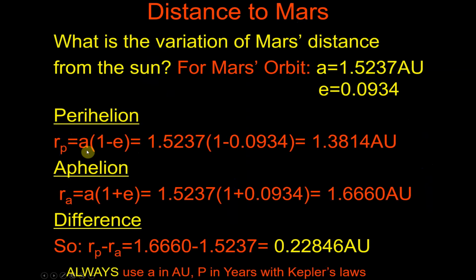So RP here will be A(1 minus E). This will be 1.5 times (1 minus 0.093). That'll give us 1.3814 AU. In terms of aphelion, we do it again, the only difference being 1 plus E this time, and we'll get an answer of 1.666 astronomical units. That's a difference, if we take the difference between these, of 0.22846 AU. And that's quite a lot. It's about 19%.